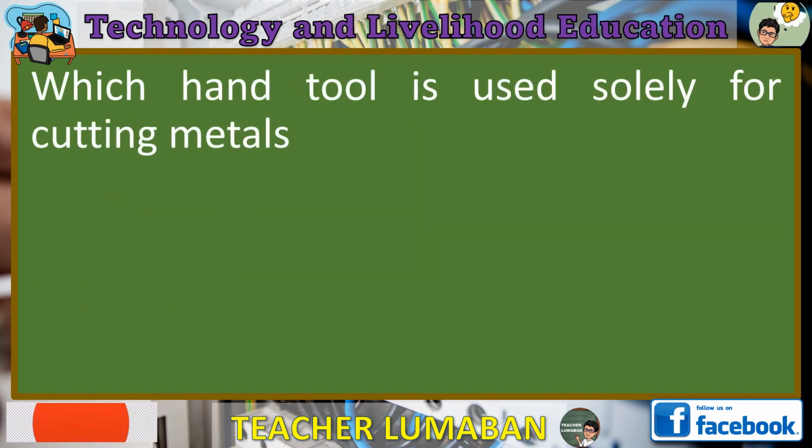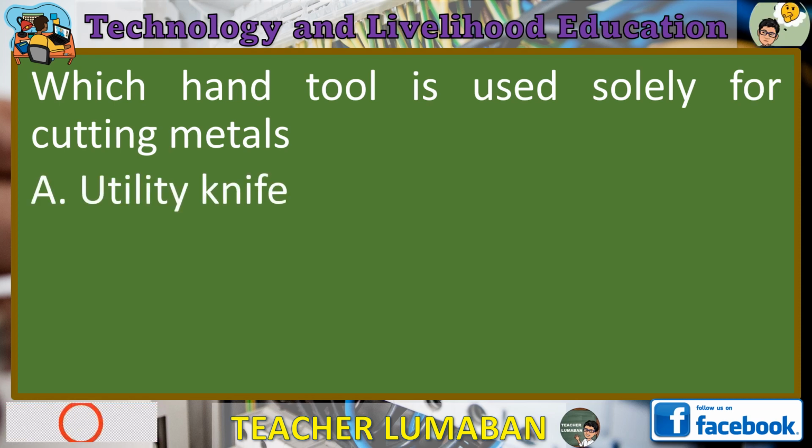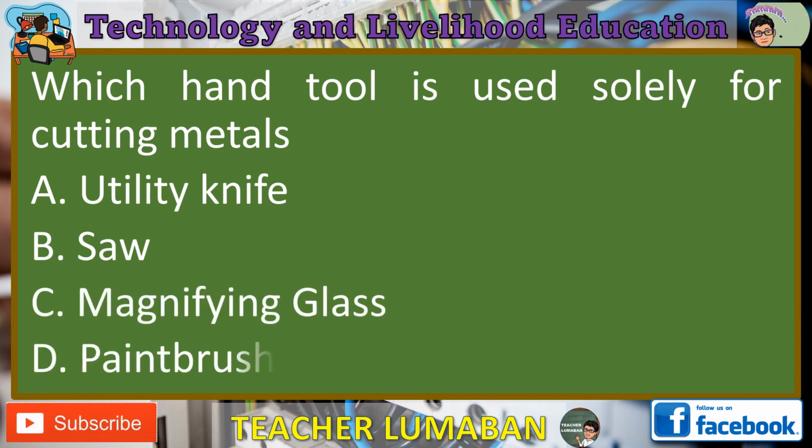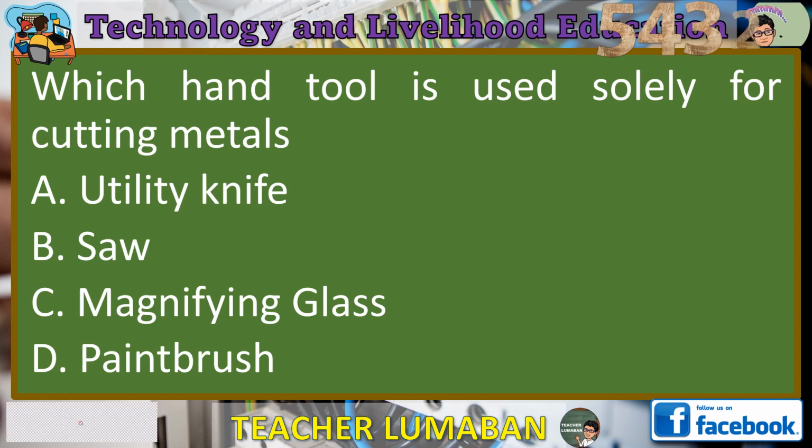Which hand tool is used solely for cutting metals? Letter A, utility knife. Letter B, saw. Letter C, magnifying glass. Letter D, paintbrush. In the next 5 seconds, select the best response from the available options. 5, 4, 3, 2, 1. The correct answer is B.